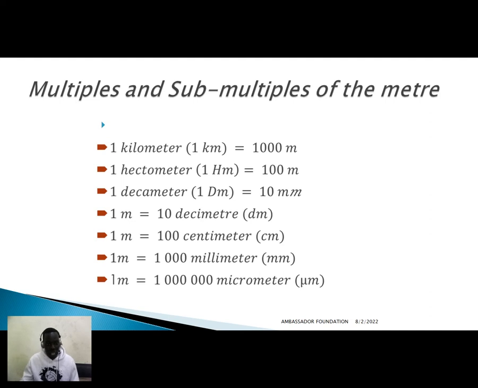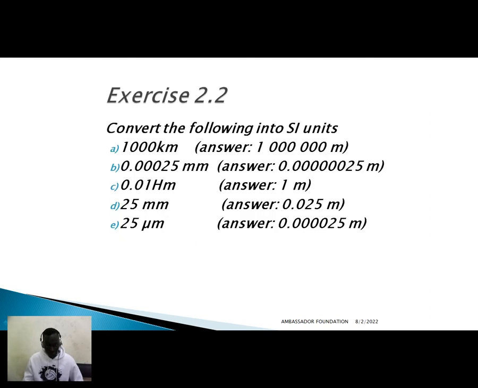You can find a simpler way. I know you've learned this even in mathematics in class 7 in primary, so it's not that difficult for you. But be in a position to do so. I will give you an exercise here. Convert the following into its SI units, and I've given you answers there such that after doing so, you confirm whether what you have there is true.